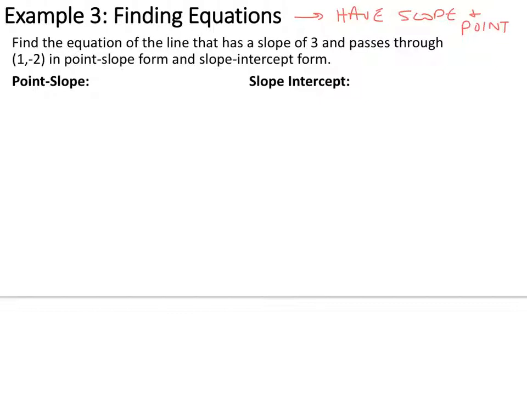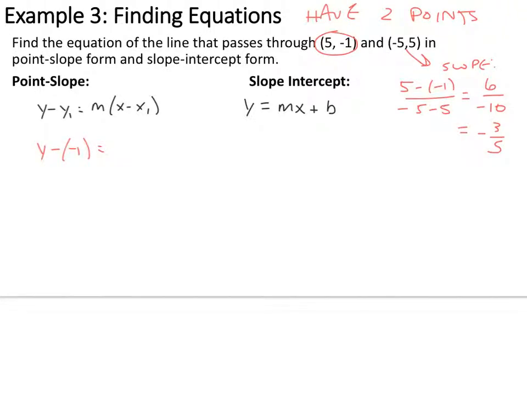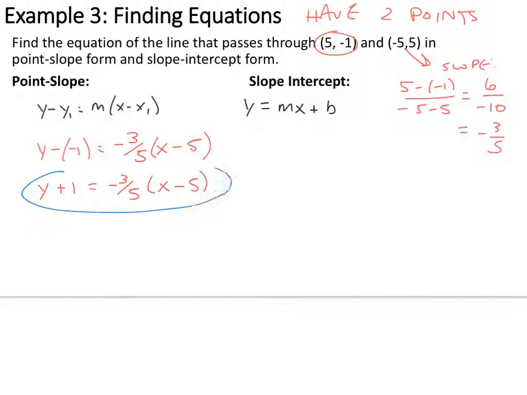And so if I'm looking at point-slope form, I know that I'm going to write down y plus 1 equals negative 3/5 times x minus 5. If I clean it up, y plus 1 equals negative 3/5 times x minus 5. That's one of my answers. My other answer is going to be found in the same way. I'll plug in everything that I can and solve for what I still need.